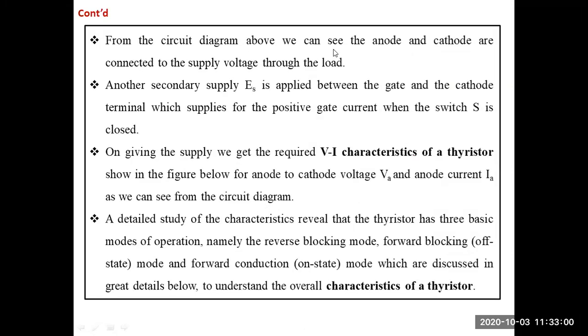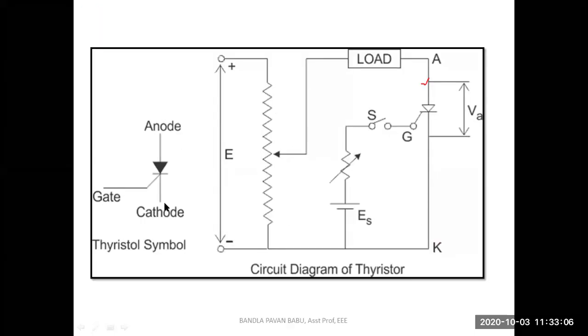Let's see the operation here. From the circuit diagram above, we can see the anode and cathode are connected to the supply voltage through the load. So anode and cathode, look at here.